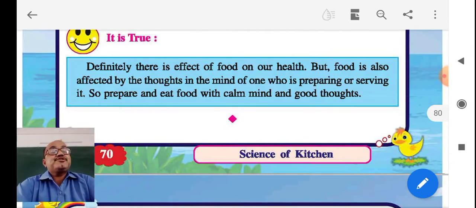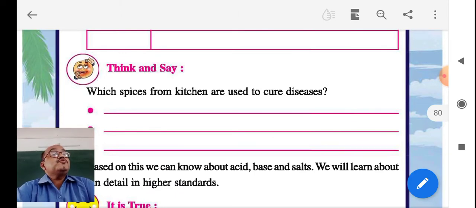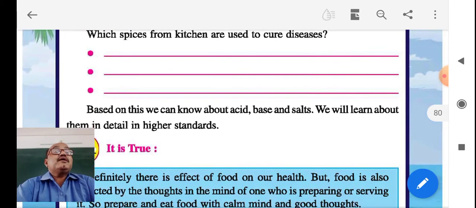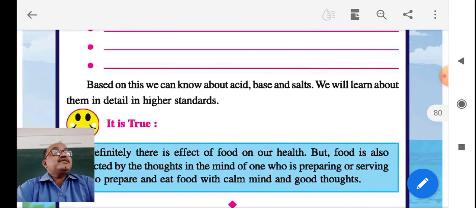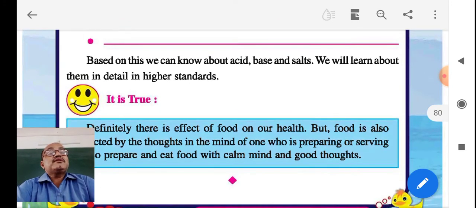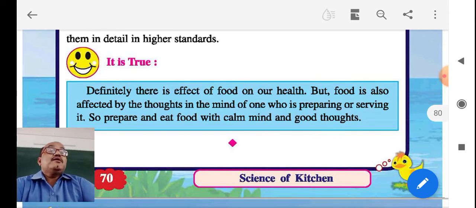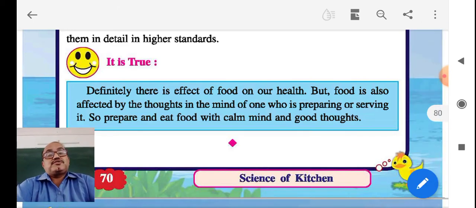In our last session, we had a talk about the spices from the kitchen used to cure disease. Dear students, we know that acid, base and salt are there; in the higher standards, details will be given. Food gives taste and has an effect on our health, but food is also affected by the thoughts in the mind of one who is preparing or serving it. So prepare and eat good food with a calm mind and good thoughts.